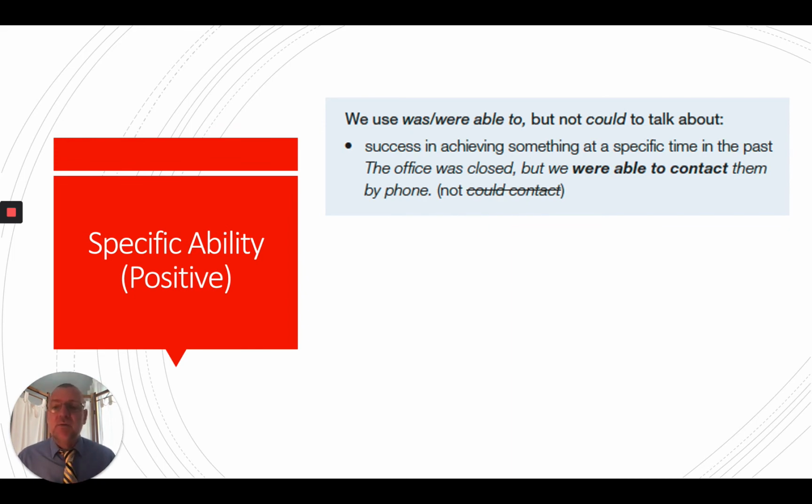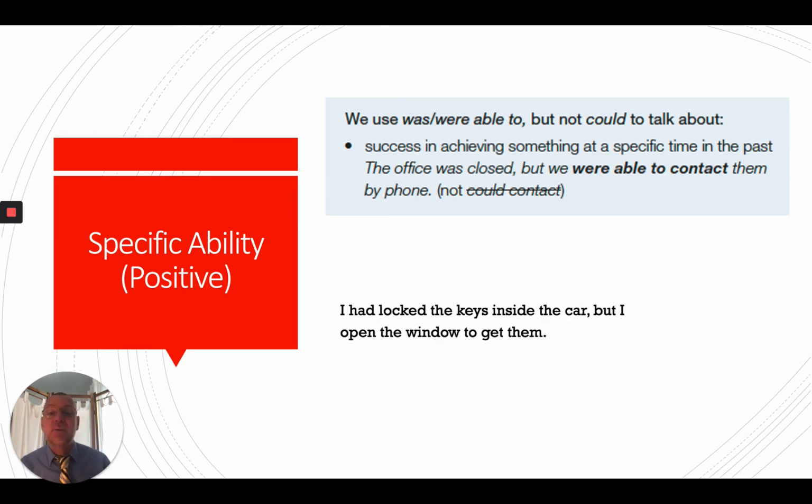one thing we have to be careful of is when we're talking about a specific ability at a specific time in the past, when we were successful, when it's positive. Now in this case, we can only use the form was or were able to. We must not use couldn't. Look at the example. The office was closed, but we were able to contact them by phone. We can't say the office was closed, but we could contact them by phone. We can only use was, were able to when we're talking about a positive ability in a specific situation.